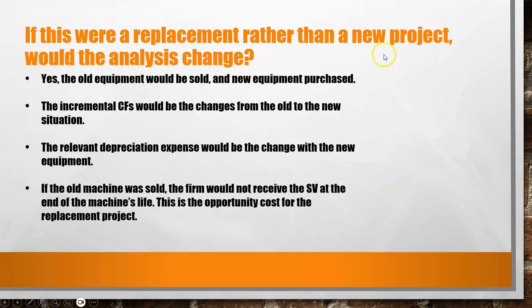If this were a replacement rather than new, would this affect the analysis? Yeah, the old equipment would be sold and new equipment purchased. The incremental cash flows would be the changes from the old to the new situation. So instead of going from 0 to 100, it's 50 to 100, 100 to 100. The relevant depreciation expense would be the change with the new equipment. If the old machine was sold, the firm would not receive the salvage value at the end of the machine's life.